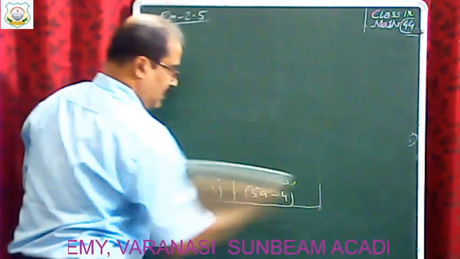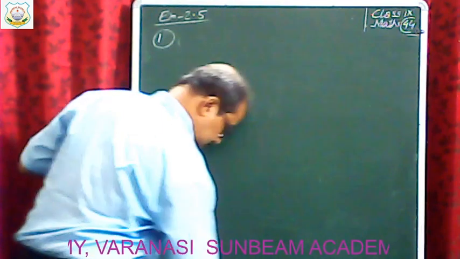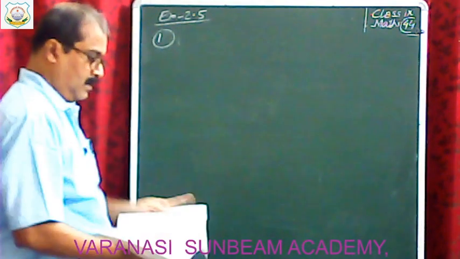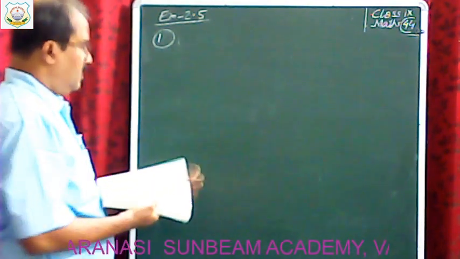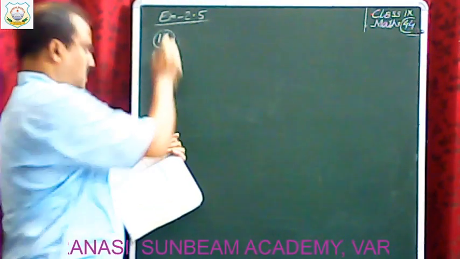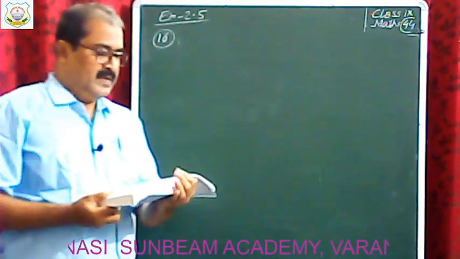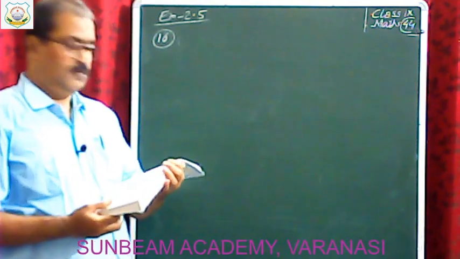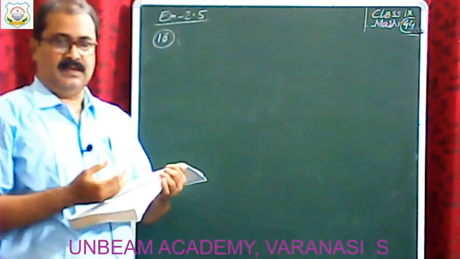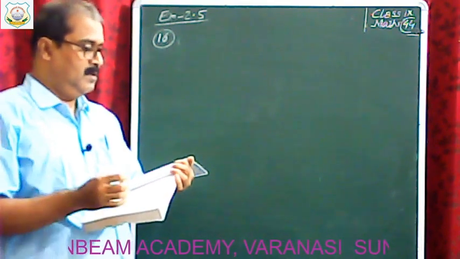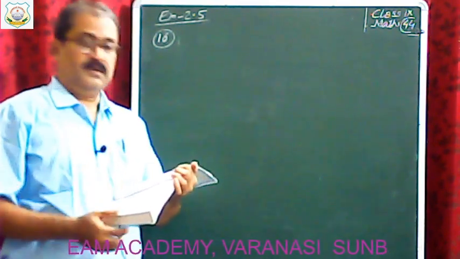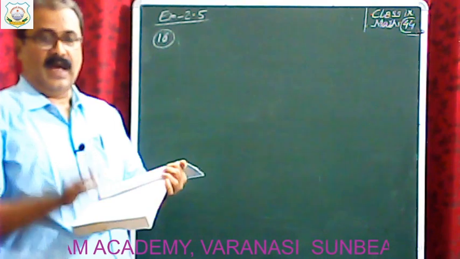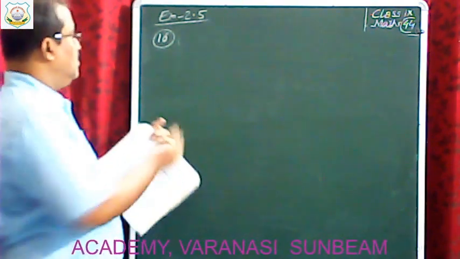Let's see the question first. Question 16. What are the possible expressions for the dimensions of cuboids whose volumes are given below? Volume is given in the same manner, and you have to find all possible expressions for the length, breadth and height of the cuboids. So taking the second.